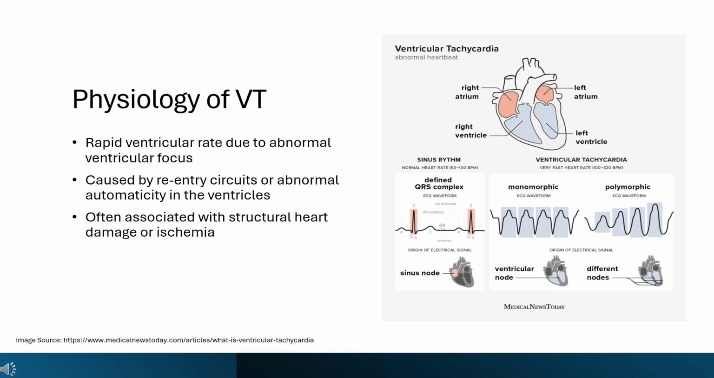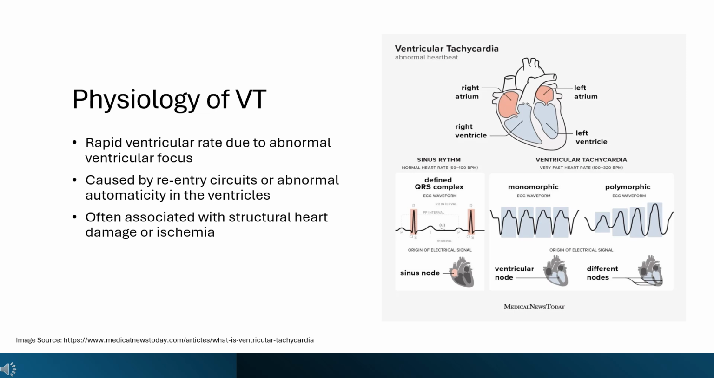Now let's look closer into the physiology of ventricular tachycardia to understand why and how this arrhythmia occurs. VT is characterized by a rapid ventricular rate. This fast rate results from electrical impulses originating from an abnormal focus within the ventricles, rather than following the normal conduction pathway that starts from the sinoatrial node. These abnormal impulses cause the ventricles to contract rapidly and out of sync with the atria, leading to an inefficient pumping action and reduced cardiac output.